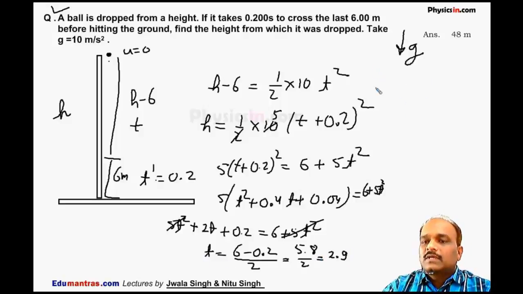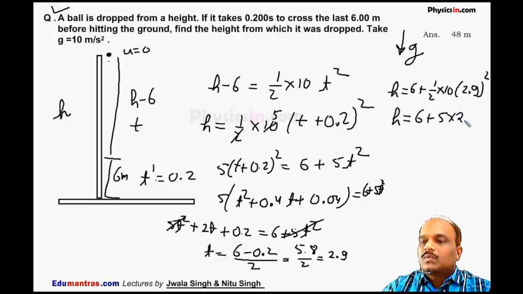So if I substitute the value of t here, I will get h equal to 6 plus 1 by 2 into 10 into t square. So t is 2.9, so I will substitute 2.9 square. So h comes out to be 6 plus 5 into 2.9 square.